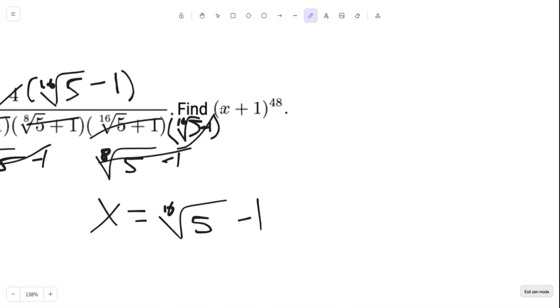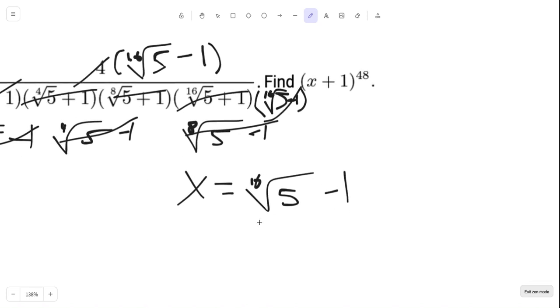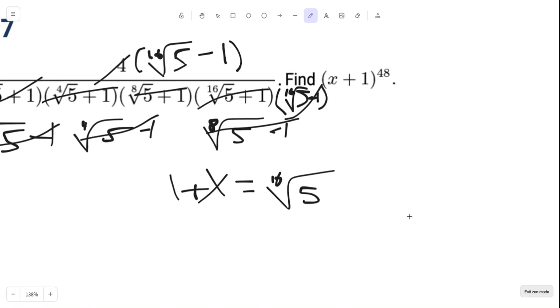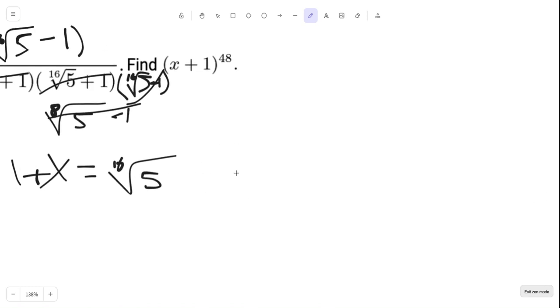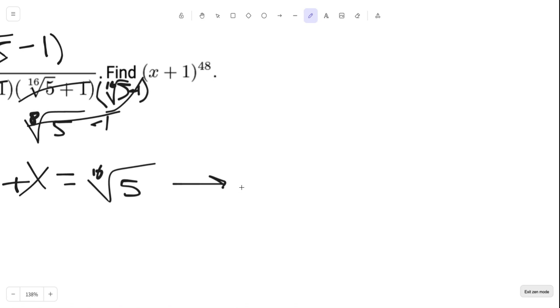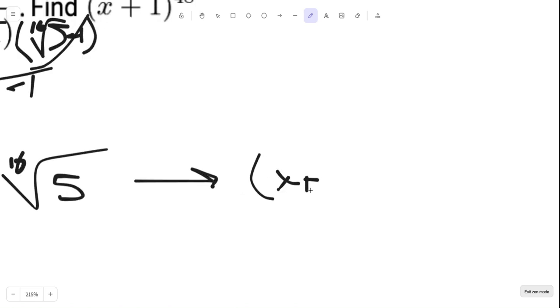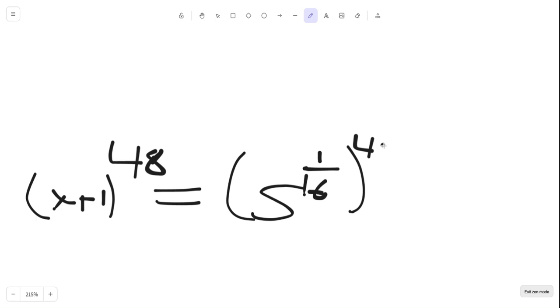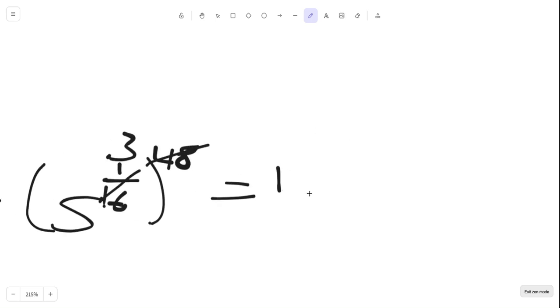Alright, now we have to find x plus 1 to the 48th, and luckily x plus 1, I'm going to add the 1, okay, x plus 1 is going to be the 16th root of 5, which means x plus 1 to the 48th is equal to, so 16th root of 5, that's going to be just 5 to the 1 over 16 to the 48th power, and this cancels out with this to get 5 cubed, which is just 125 as our final answer.